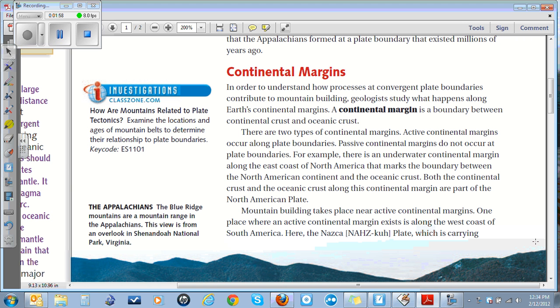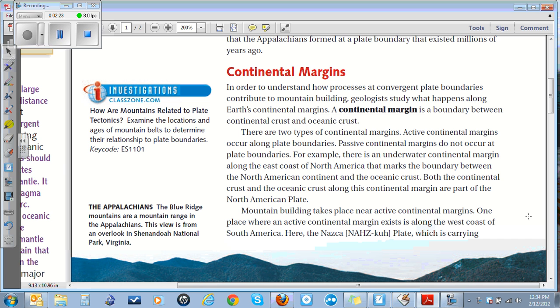For example, there is an underwater continental margin along the east coast of North America that marks the boundary between the North American continent and the oceanic crust. Both the continental crust and the oceanic crust along this continental margin are part of the North American plate. Mountain building takes place near active continental margins.